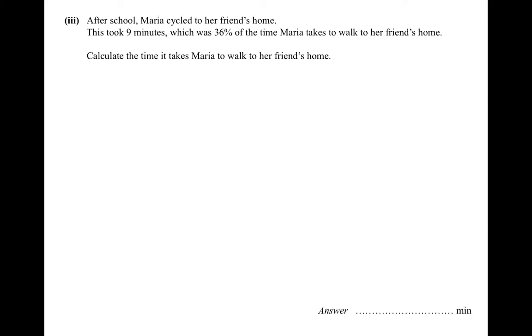And then a third part of the question says, after school, Maria cycled to her friend's home. This took 9 minutes, which was 36% of the time Maria takes to walk to her friend's home. Calculate the time it takes Maria to walk to her friend's home. So this question doesn't require any of the previous information. It just says that 9 minutes is 36% of something. What is the whole amount?